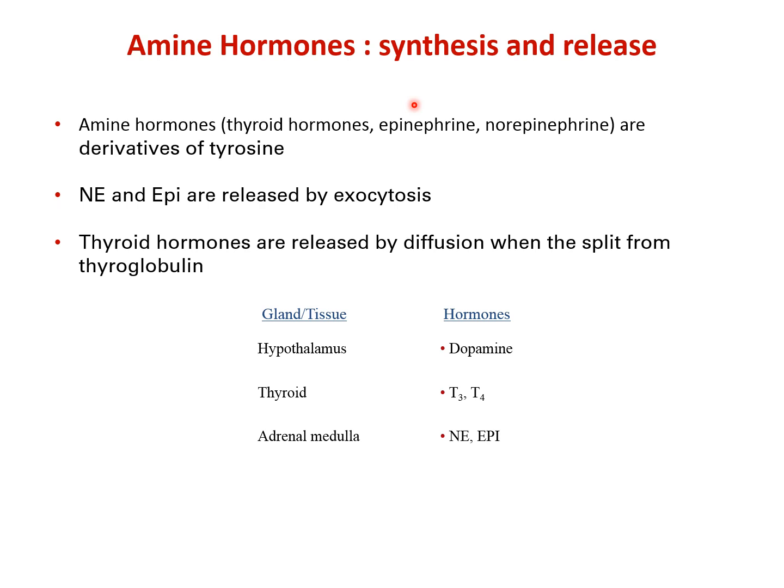Now we come to the amine hormone synthesis and release. The amine hormones are derived from tyrosine, and norepinephrine and epinephrine are released by exocytosis, for example, whereas thyroid hormones are released by diffusion. We'll talk about this. These are the different glands which release these amine hormones, summarized right here. The hypothalamus releases dopamine, the thyroid T3 and T4, and the adrenal medulla norepinephrine and epinephrine.